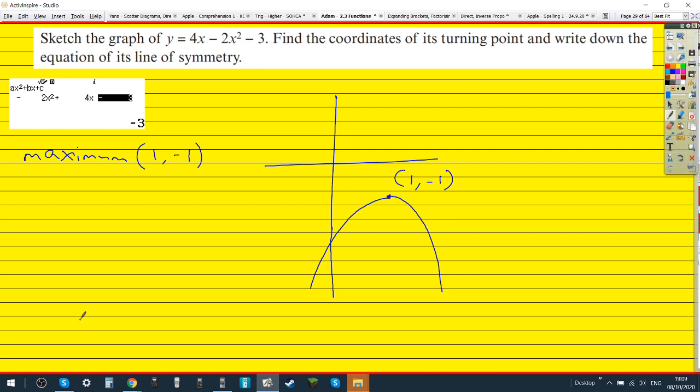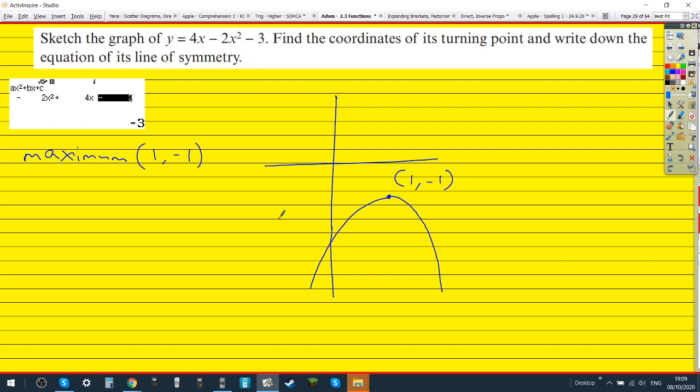We have x1 and x2. There are no roots. Oh, because they're not connected to the x-axis, are they? Yeah, so those are imaginary numbers. That's further maths. We don't need to worry about that. Anything else, or is that it?